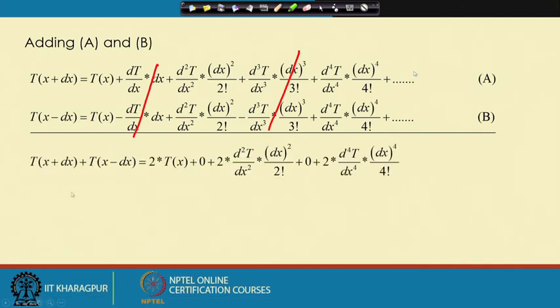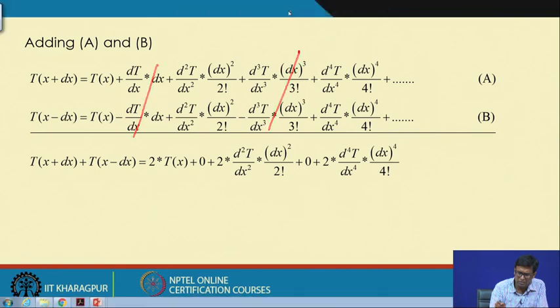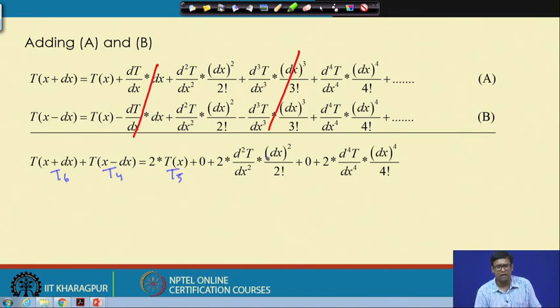And if we add A and B, we will see T(x+dx) plus T(x-dx) is equal to 2T(x) plus 0 plus 2 d2T/dx square dx square by factorial 2 plus 0 plus 2 d4T/dx 4 dx to the power 4 by factorial 4. So, what is T(x+dx)? If we look into our previous slide, T(x) is T5, this is T4 and this is T6. So, we can see the second derivative and fourth order derivative are functions of the discrete point temperatures.